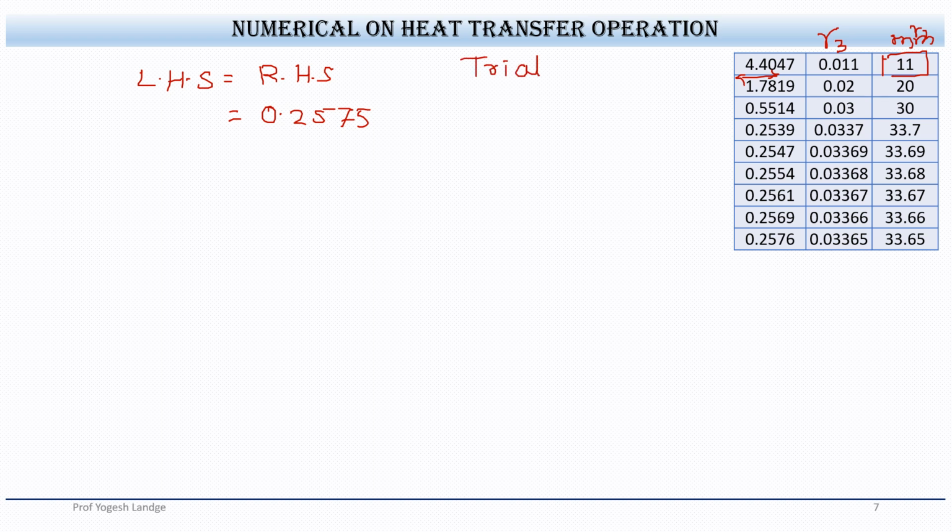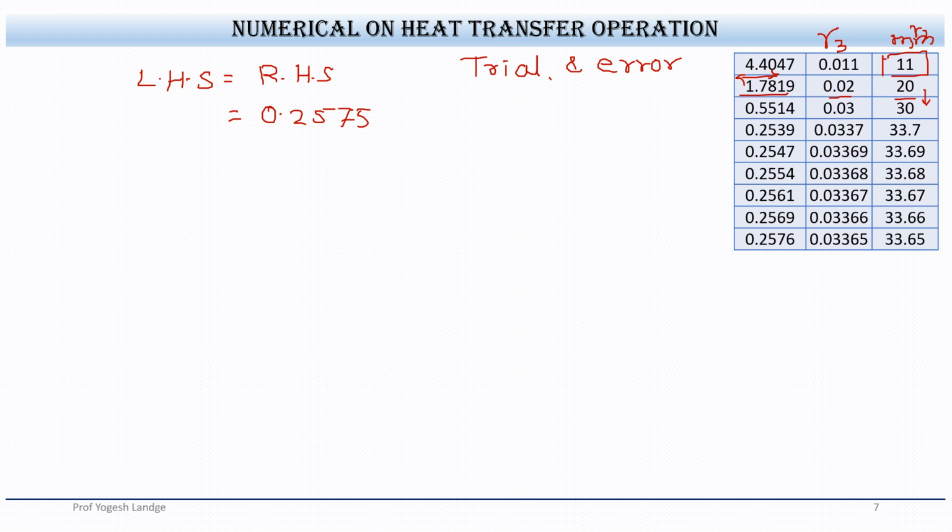Trial and error method. I just try to get those values. Then I move to 0.20 mm and check again. Now I got the value 1.79. Accordingly, I put in 20, then it is only 1.78. So far away, so I directly move to 30.